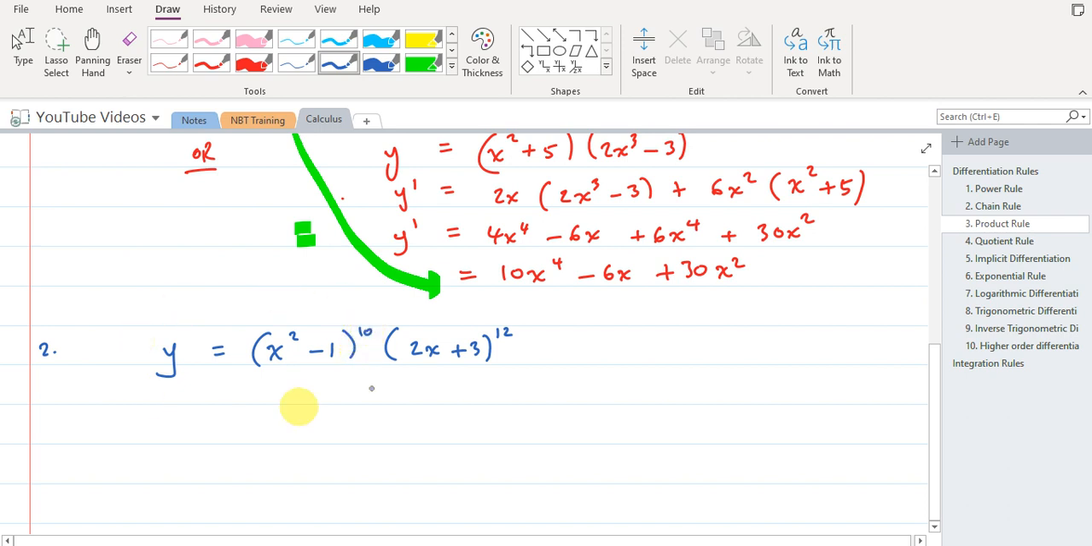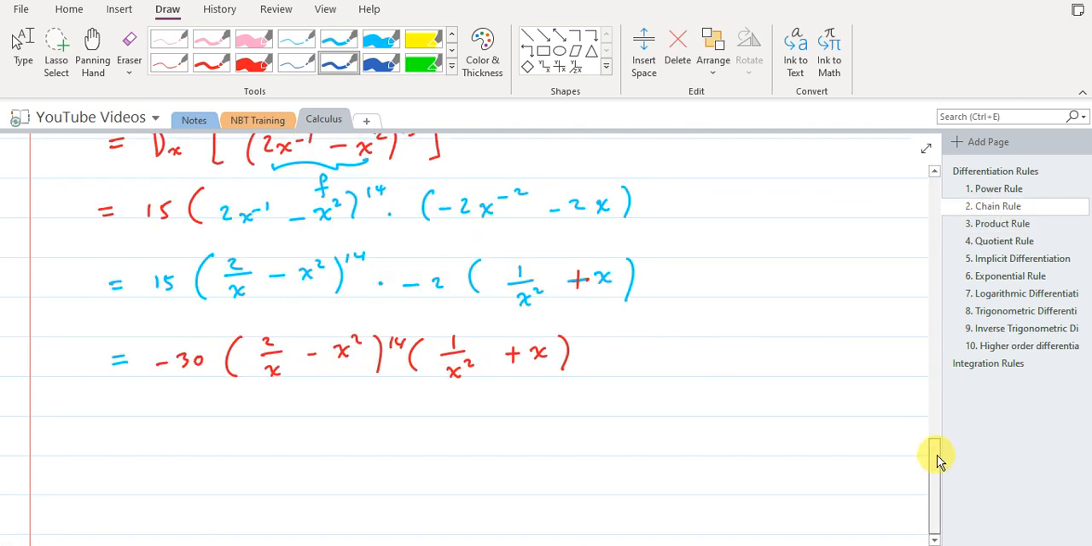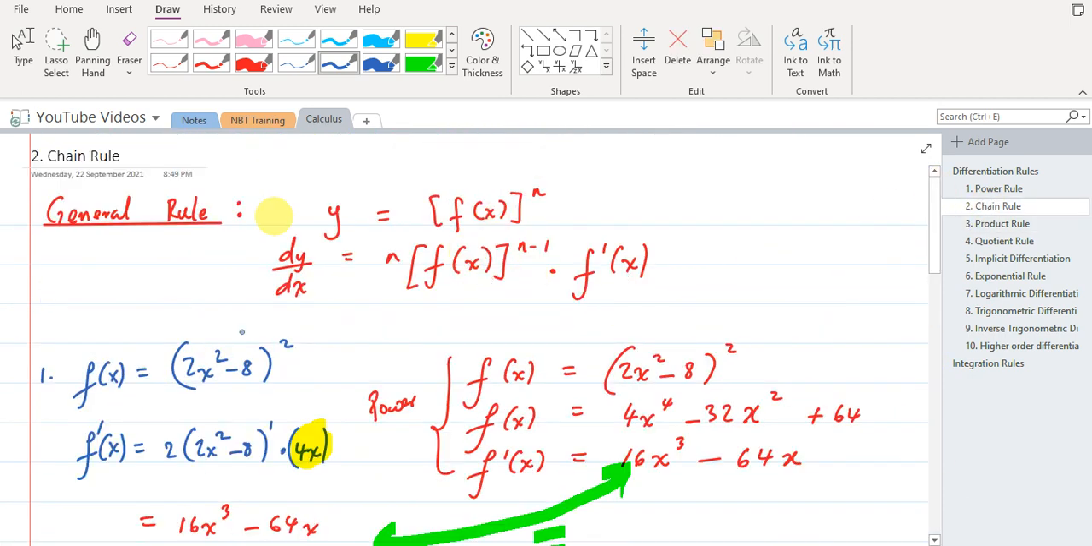Now let us differentiate this using chain plus product. That's what we're going to use. So how are we going to use the chain rule and product rule? We can see the overall rule is the product rule, but remember when you're differentiating f, you will encounter the chain rule. So what's the chain rule? Just going back, if you go to the chain rule, this is your rule here for the chain rule.